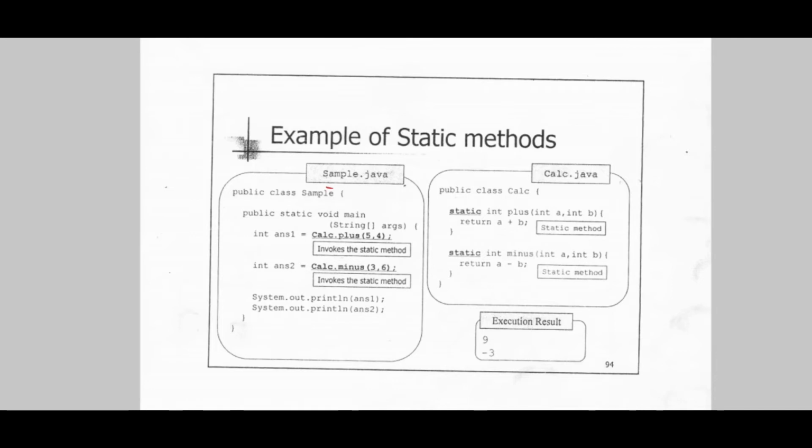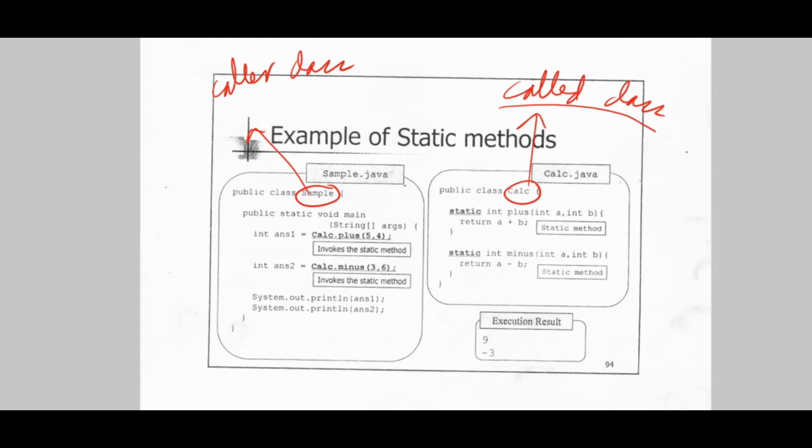In this example, Sample is the caller class and Calc is the called class. In the called class, we defined two static methods. The first one is plus. It is a static method because we have the static modifier here, and minus is also a static method because we have the modifier static. So in the caller class, how do we call these static methods? We call them using the class name Calc. Also, minus is called using the class name Calc. The reason is that these two methods, plus and minus, are static methods. That's why they are called using the class name.